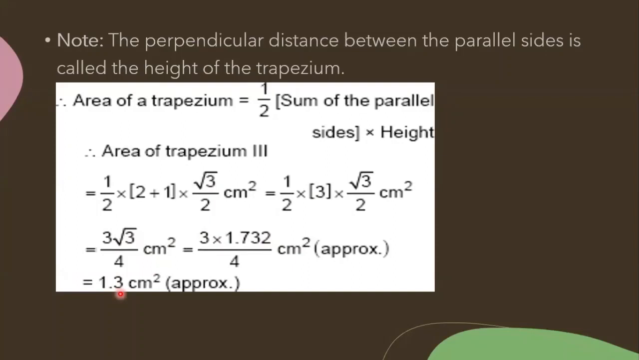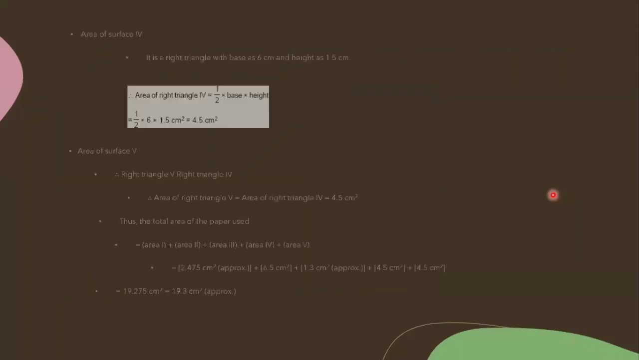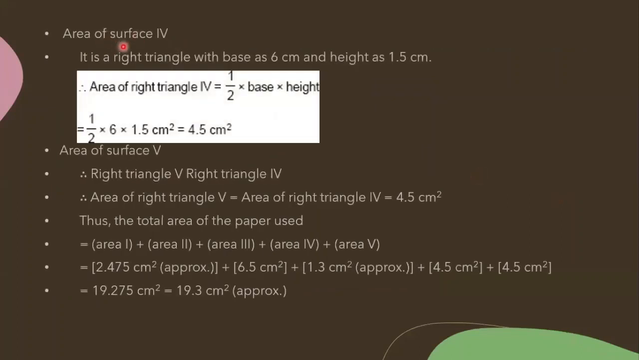Any doubt in finding the area of surfaces 1, 2 and 3? First one by using Heron's formula. Second one, area of rectangle. Third one, trapezium. Fourth and fifth we have already discussed. It is a right angle triangle. Shall we move on to the fourth and fifth figure? Yes, ma'am. Surfaces four and five both are right angle triangles, half into base into height.